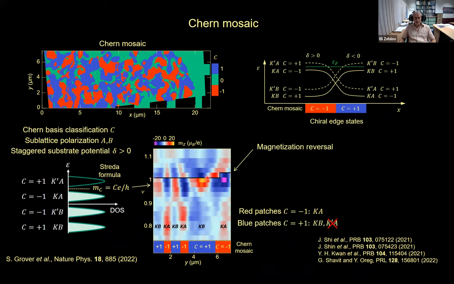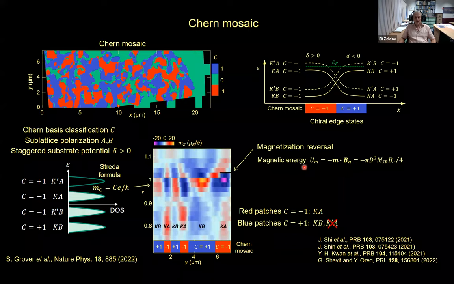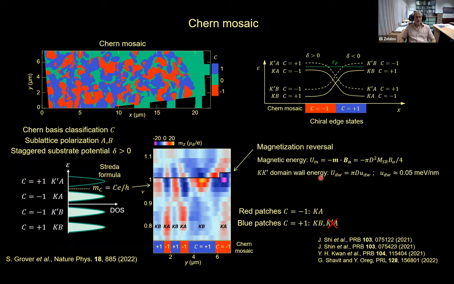So now, finally, let me discuss this first order transition. In order to understand this transition, we have to consider two energy contributions. One is just the m dot B term. So m is the local orbital magnetization, and B is the applied field. This magnetic energy scales as the domain size squared, just proportional to the area of this domain. The other is the domain wall energy, which scales linearly with the size of the domain. And recently the domain wall energy has been calculated to be on the order of 0.05 millielectron volts per nanometer.